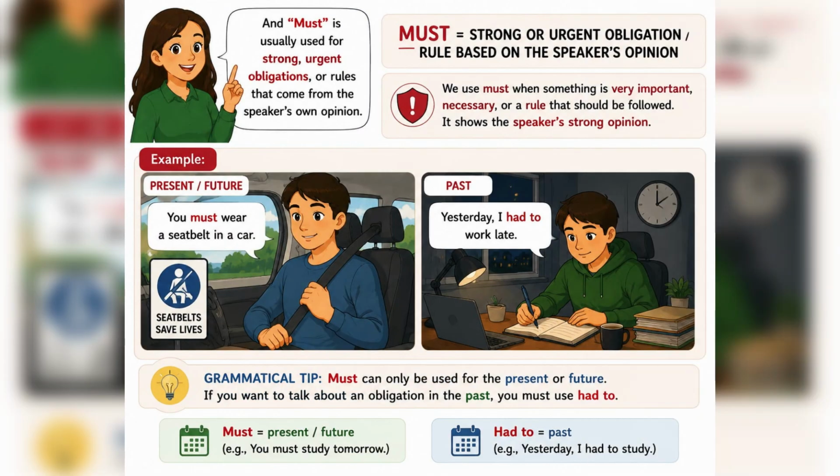And must is usually used for strong, urgent obligations or rules that come from the speaker's own opinion. For example, you must wear a seatbelt in a car. Another grammatical tip: must can only be used for the present or future. If you want to talk about an obligation in the past, you must use had to. For example, yesterday I had to work late.